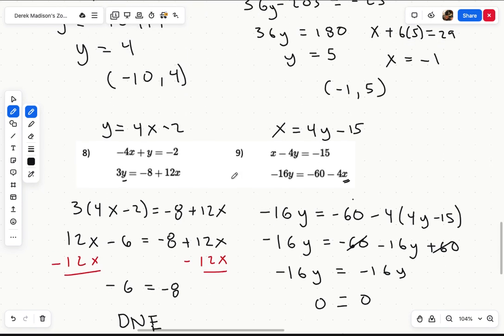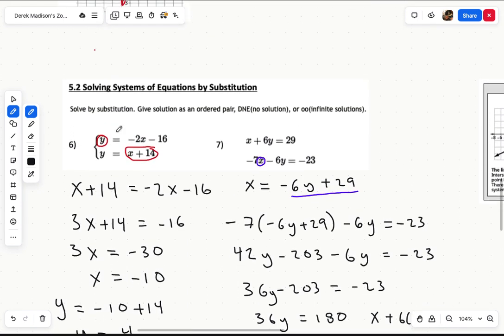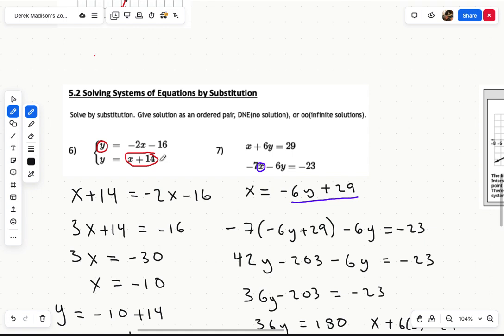But substitution is good when, if you have something like that where the variable's already y equals and y equals, this is definitely the easiest way to solve it, or when something is easy to isolate a single variable. Cool, so we'll come back and we'll look at one more version of solving these.